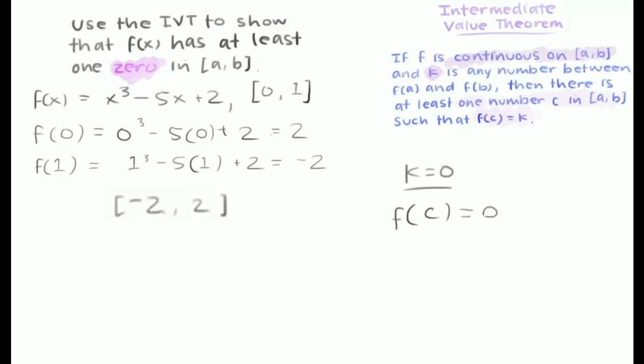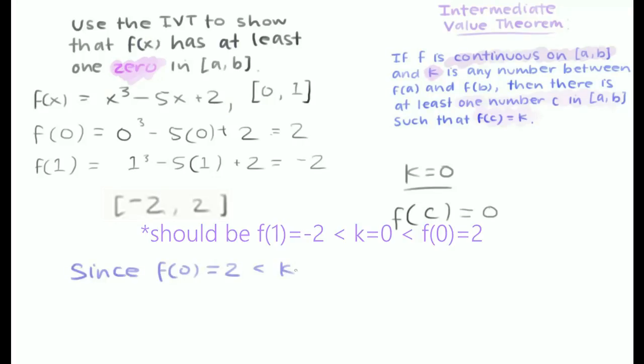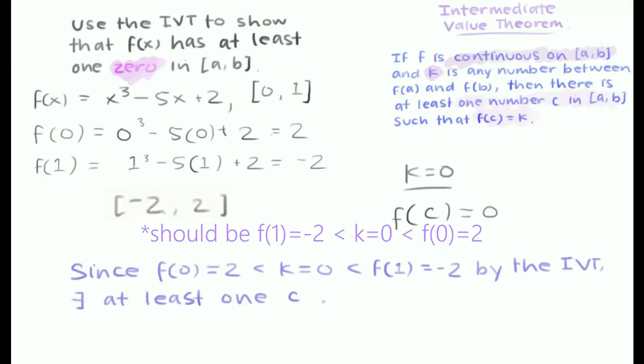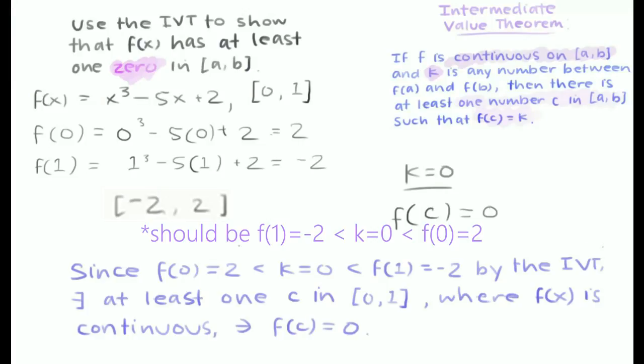So now that we've confirmed this, we can write our statement. Since f of 0 equals 2 is greater than k equals 0, which is greater than f of 1 equals negative 2, by the IVT, there exists at least one c in the closed interval of 0, 1, where f of x is continuous, such that f of c equals 0, or f of c equals k.